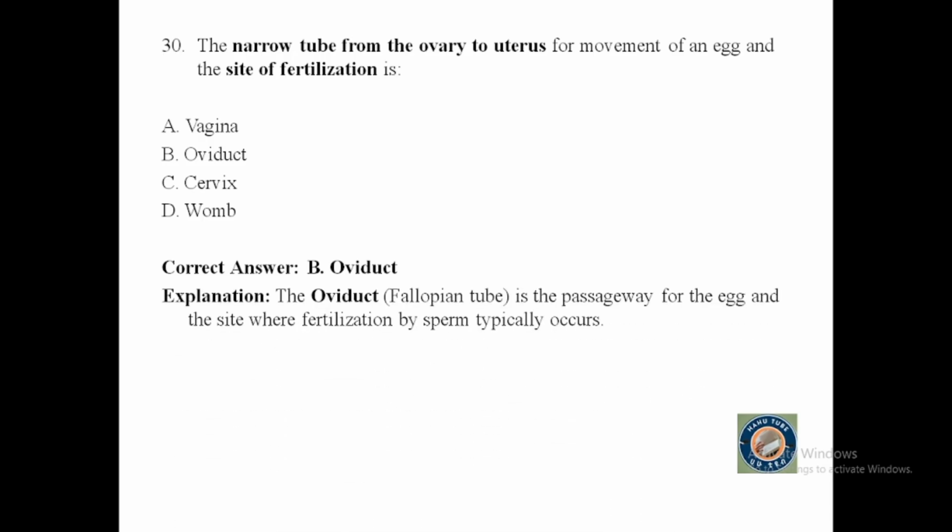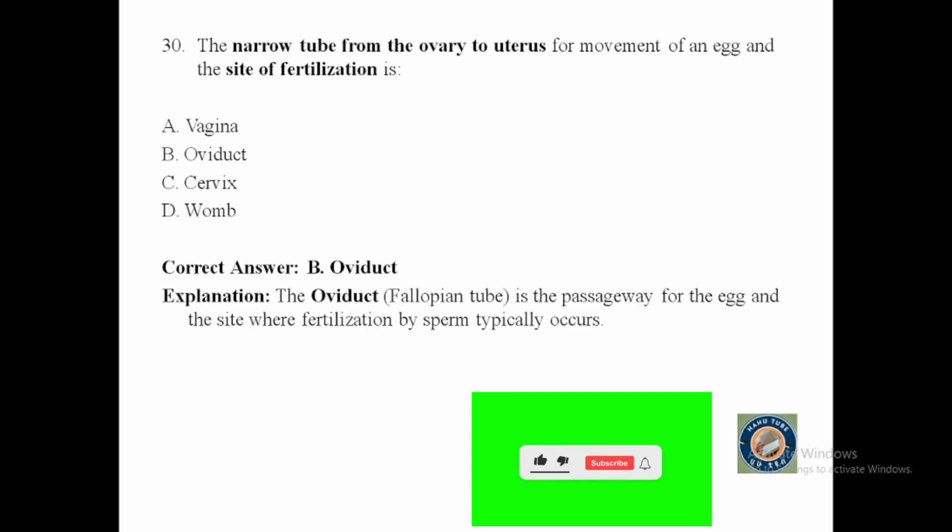Question number 30. The narrow tube from the ovary to uterus for movement of an egg and the site of fertilization is A. Vagina, B. Oviduct, C. Cervix, D. Womb. The answer is oviduct. The oviduct, which is the fallopian tube, is the passageway for the egg and the site where fertilization by sperms typically occurs.